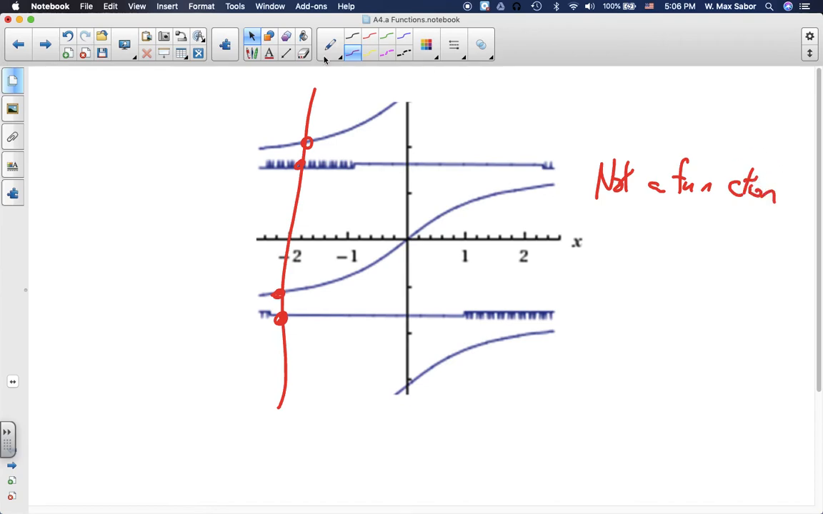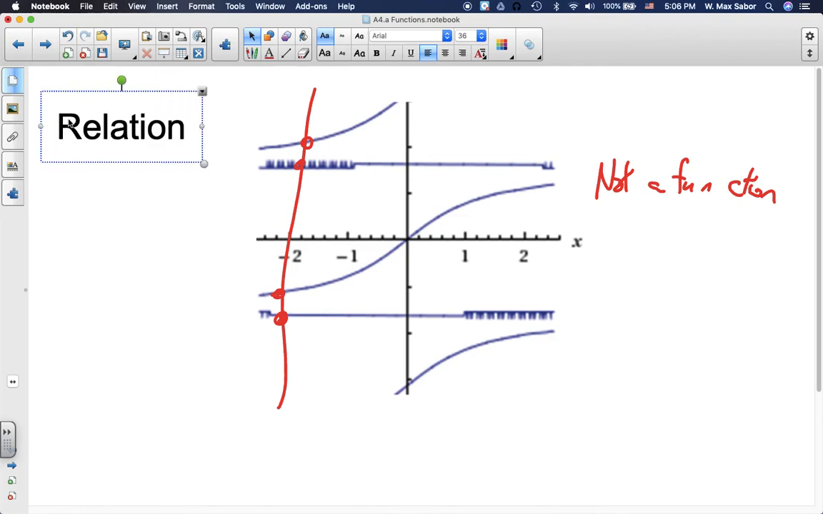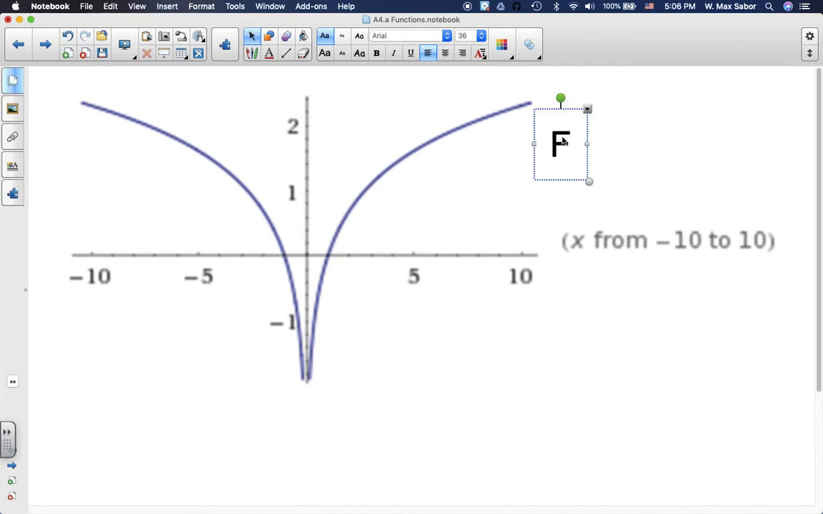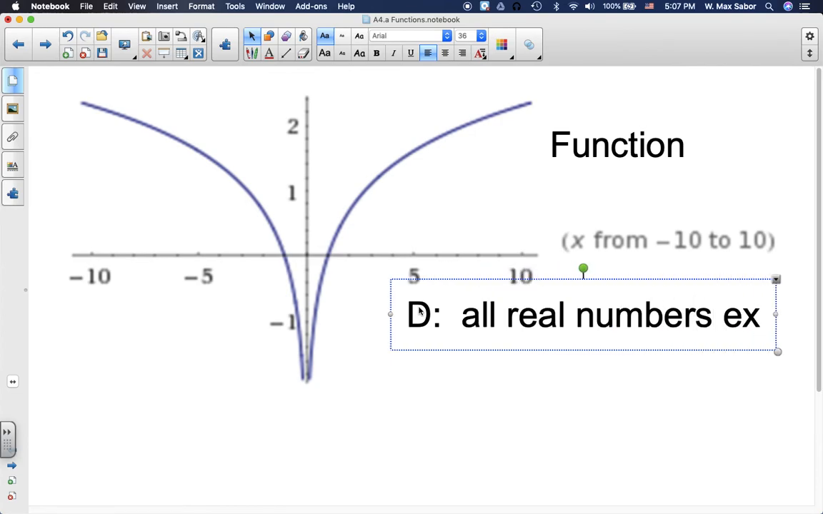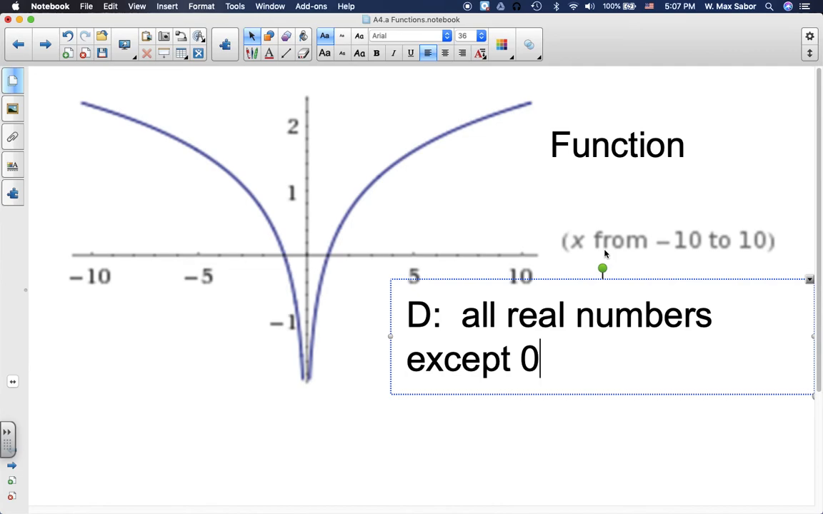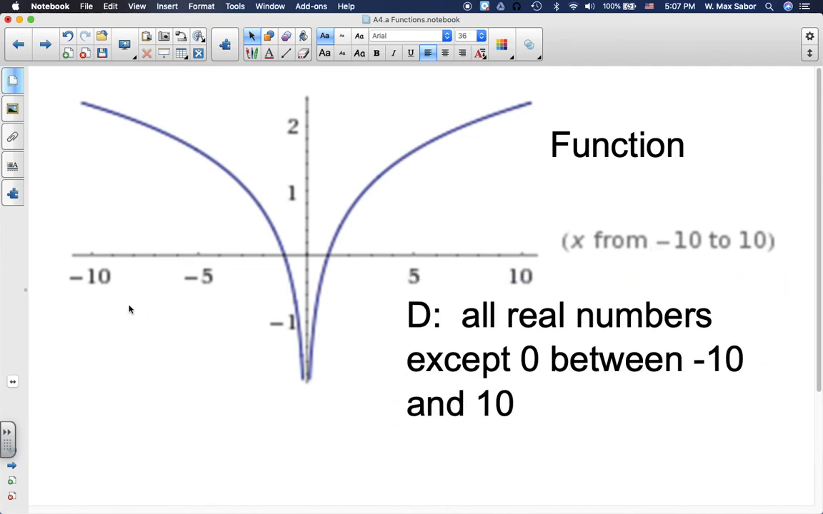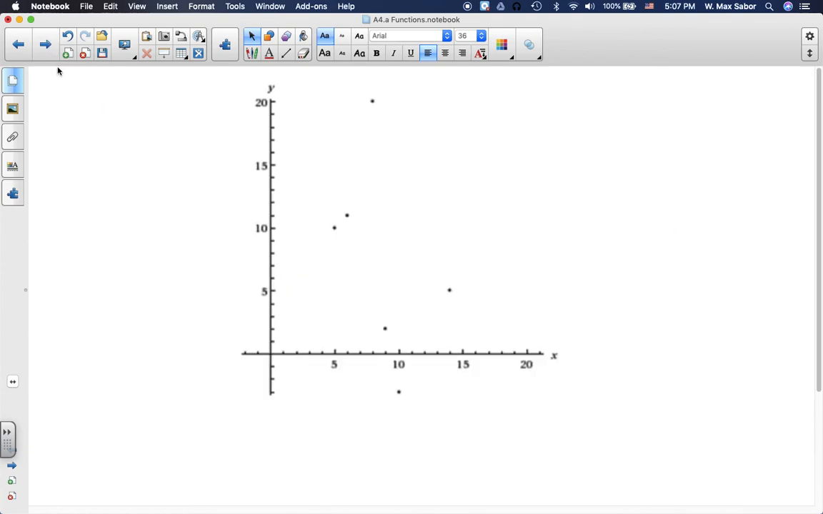The general word that functions fall into, and this we would call a relation, and functions are also relations, but if you just wanted to refer to this and we're trying to use the word function, you could use the word relation instead. This is a function. We're not going to go into the range of this, but the domain is all real numbers except 0, and based off of this, between -10 and 10. This is a function.